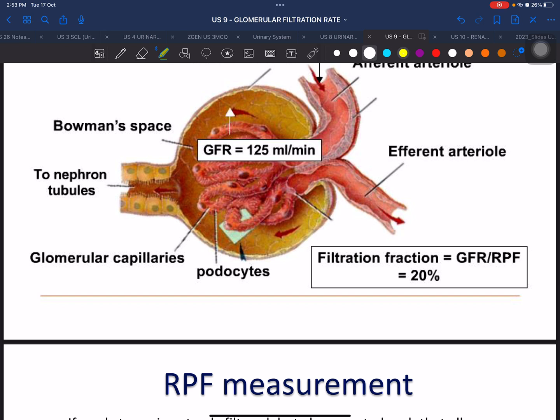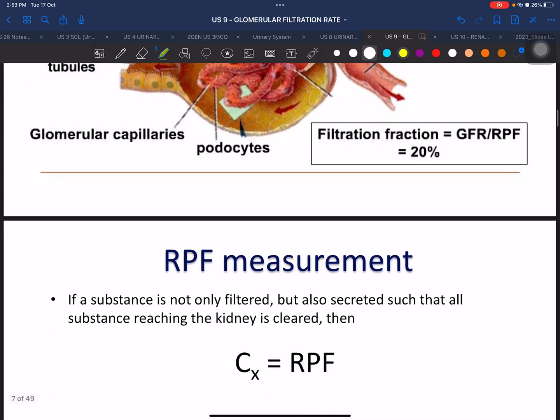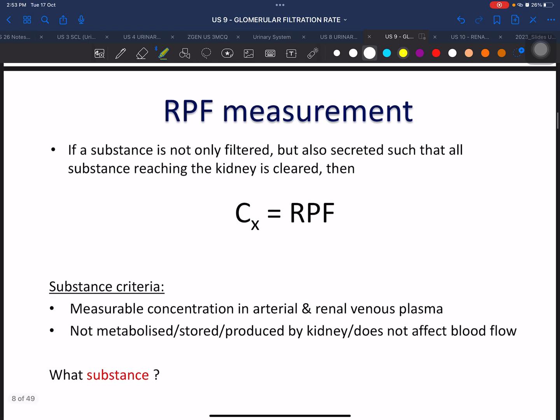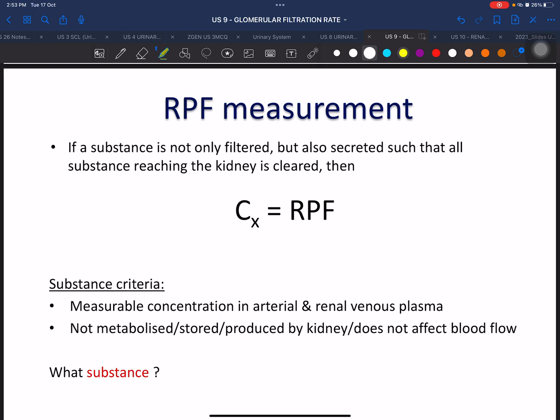How do you measure it? It's all inside the NAPAR. How do we measure this renal plasma flow? You need to measure a substance. If a substance is not only filtered but also secreted, such that all the substance reaching the kidney is cleared, then the clearance of substance X equals renal plasma flow.